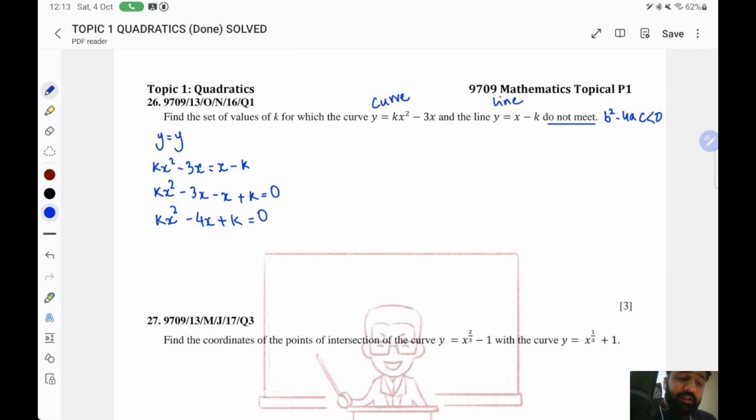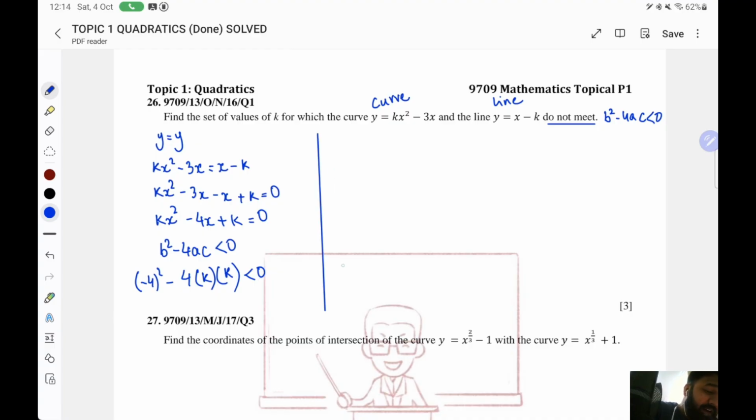Now we know that the line and the curve do not meet, so it means that b square minus 4ac will be less than 0. So the value of b is minus 4 square, 4 times a is k and c is also k, and it has to be less than 0. Now when we simplify, it will be 16 minus 4k square less than 0.